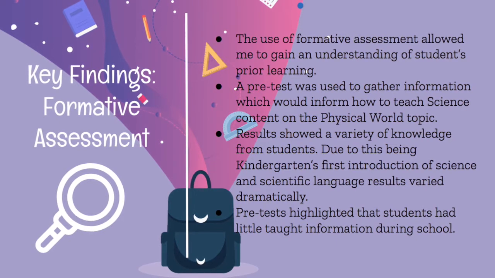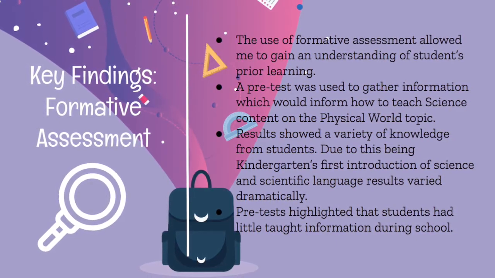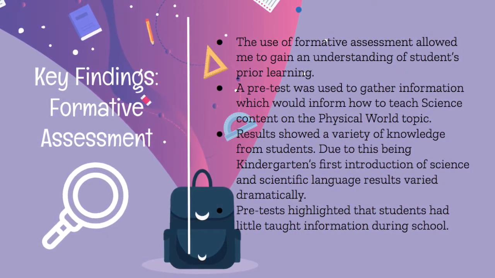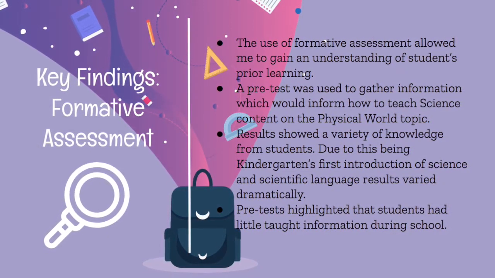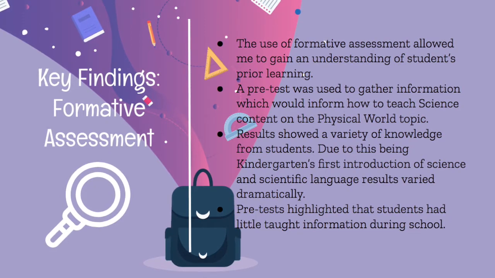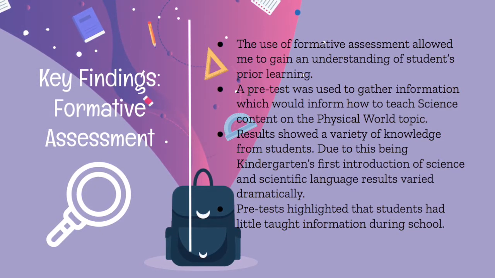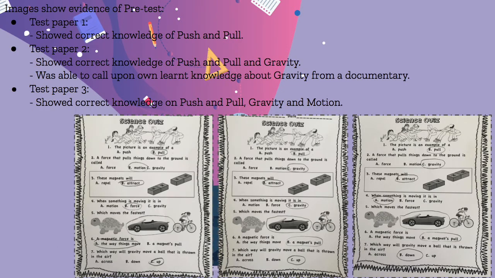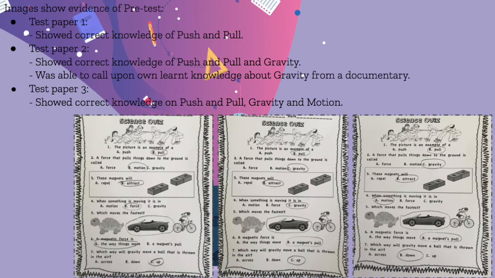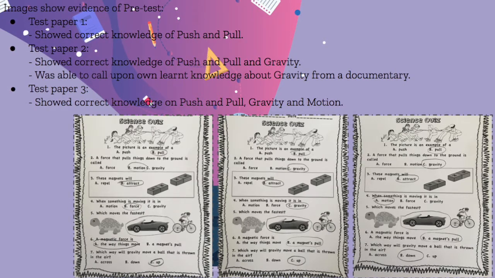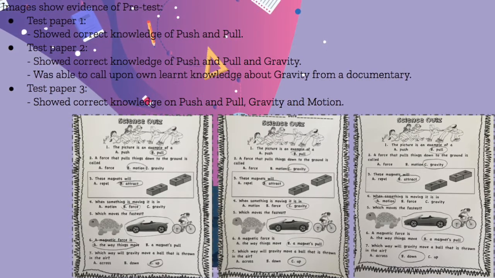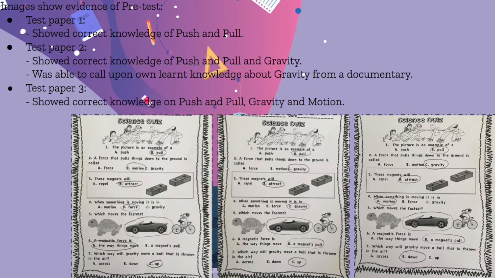My results showed a variety of knowledge from students. Due to this being kindergarten's first introduction of science and scientific language, results varied dramatically. The pre-test highlighted that students had little information taught during school, but some had picked up knowledge over documentaries or discussion with family. The following images of the formative assessment pre-test shows results from 3 students of varying learning ability. Image 1 was from an emergent learner, Image 2 from a sound learner, and Image 3 from an advanced learner.